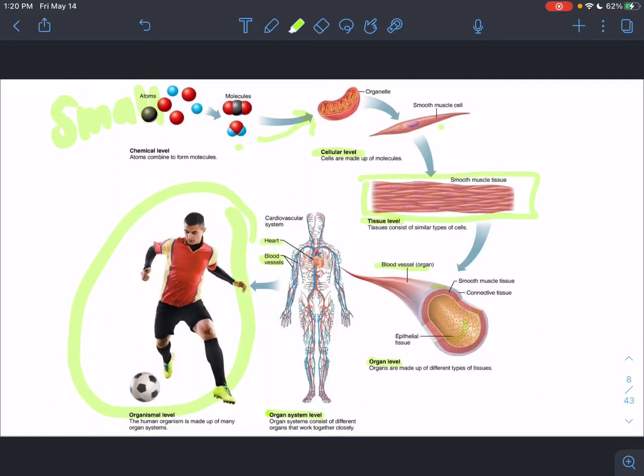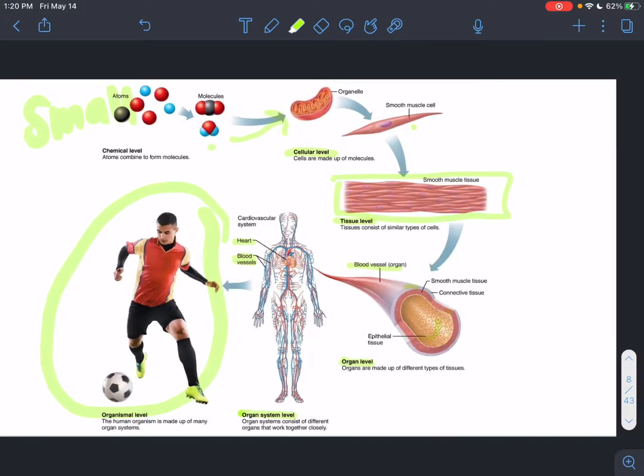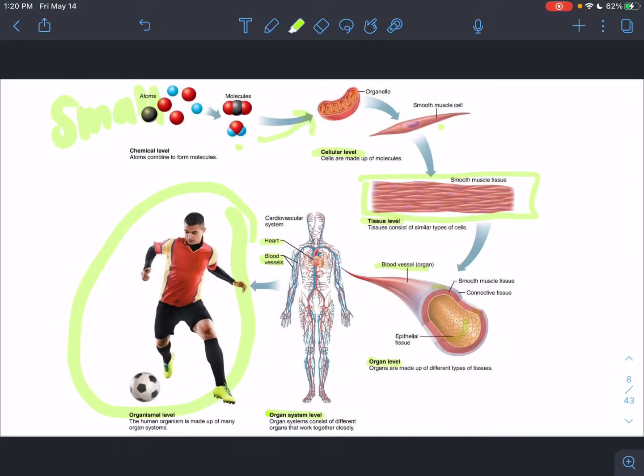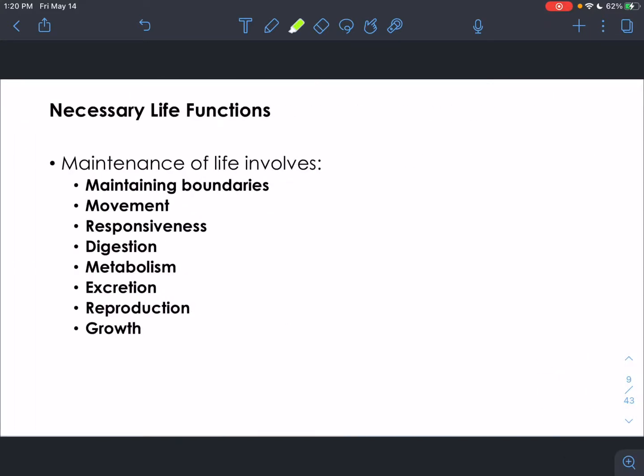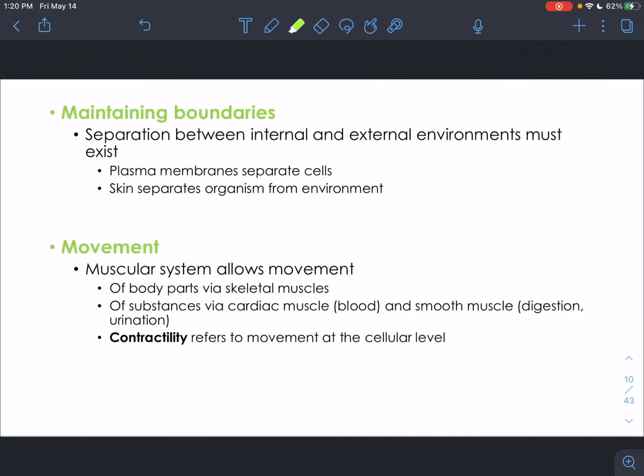But the reason we have these different organ systems is to help carry out these necessary life functions, right? So to live, you don't just have to be able to pump blood through your body, right? That's one part of it, but there's a lot of things your body needs in order to maintain life, okay? And these are called the necessary life functions. I have a slide explaining all these coming up, but we have to be able to maintain boundaries, move, have some sort of responsiveness to external stimuli, be able to digest food, metabolism, excrete waste, reproduction, and also growth. Okay, so I'll go through each of those a little bit more. So the first one here, maintaining boundaries.